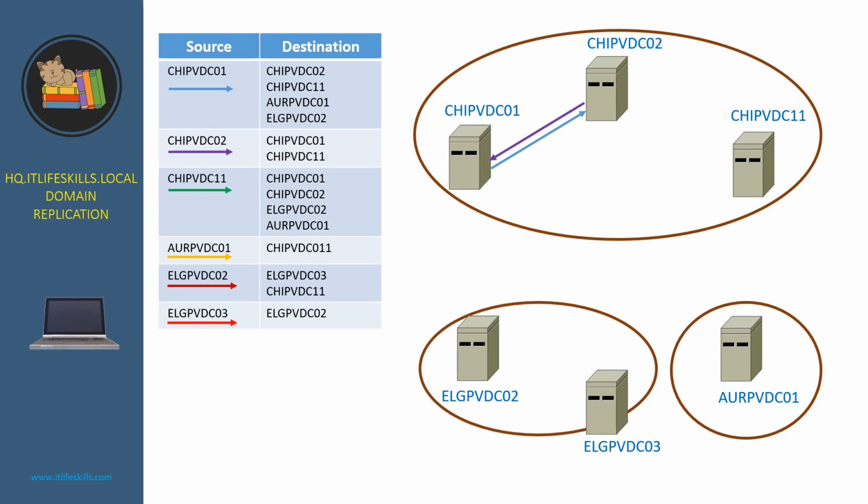Let's now draw the replication connections in hq.itlifeskills.local domain. As you can see from the table, GPVDC11 replicates to LPVDC02 and OPVDC01, and OPVDC01 replicates back to GPVDC11. LPVDC02 replicates back to GPVDC11 and LPVDC03, and LPVDC03 replicates back to LPVDC02.